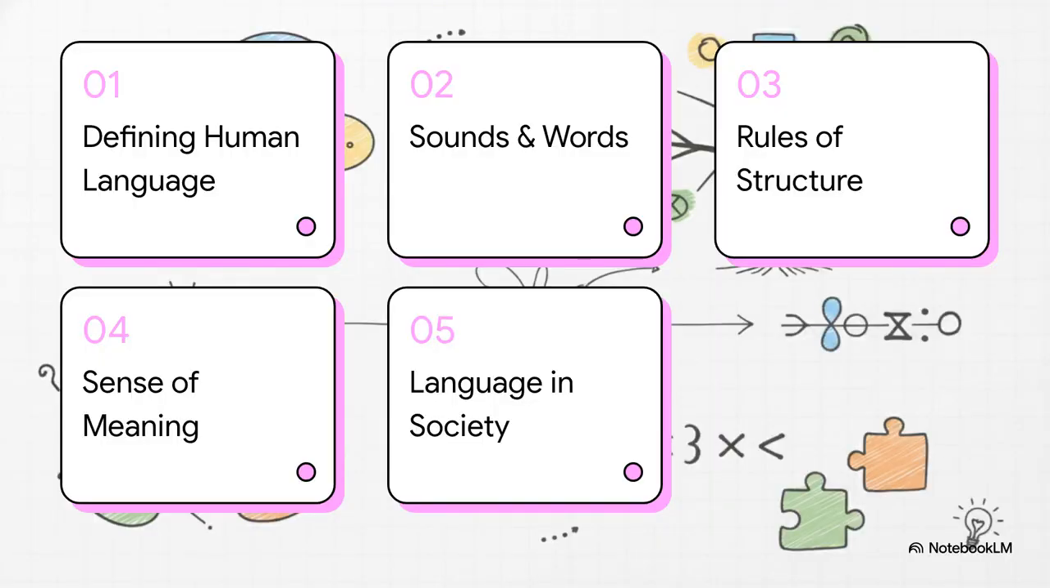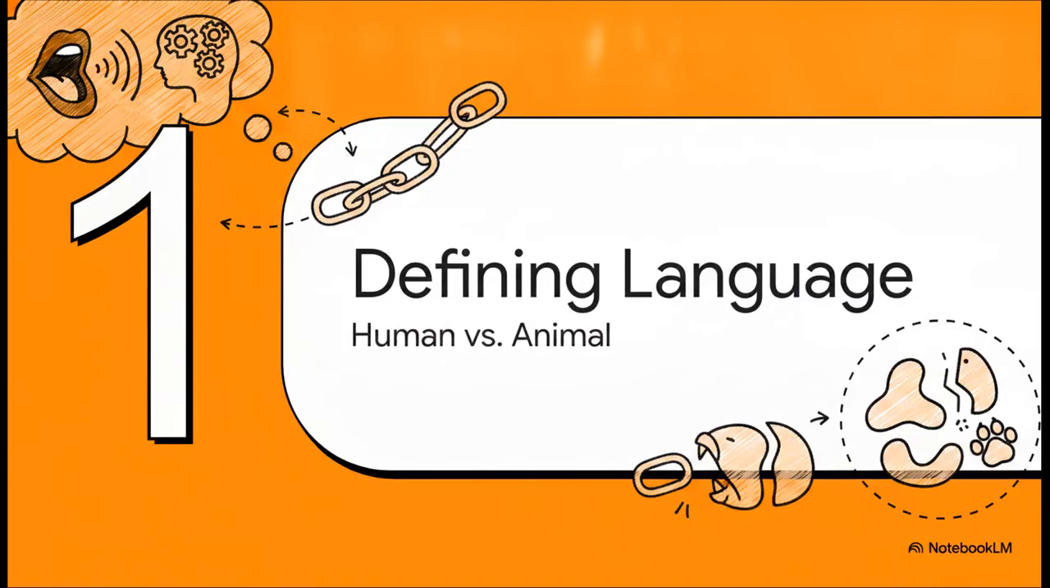Okay, here's our syllabus for today. We'll start with 1, defining human language, move right into 2, sounds, syllables, and words, explore 3, the rules of structure, decode 4, making sense of meaning, and wrap it all up with 5, language in society. We are scaling all the way from the microscopic biological building blocks of sound straight through to the massive societal impacts of communication. Section 1, defining human language.